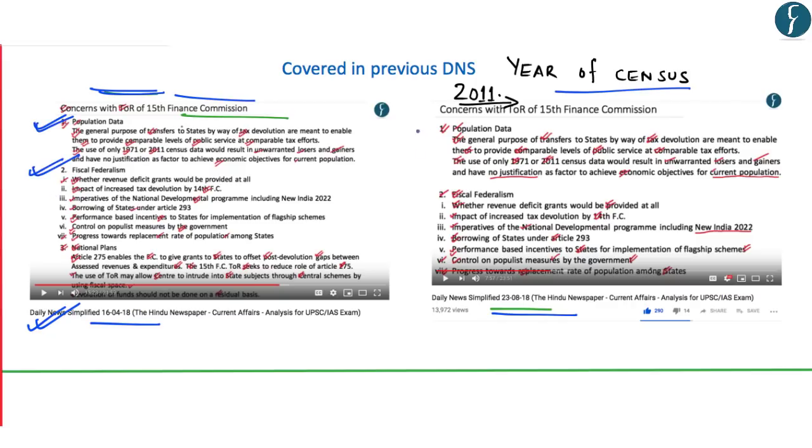As you can see here also, the issue of population data and the issue of fiscal federalism with respect to revenue deficit, impact of increased tax devolution by 14th Finance Commission, imperatives of National Development Program including New India 2022, borrowing of states under Article 293, performance-based incentives to states for implementation of flagship schemes, control on populist measures by the government. Now this control on populist measures again became a point of controversy with respect to terms of reference of the 15th Finance Commission.